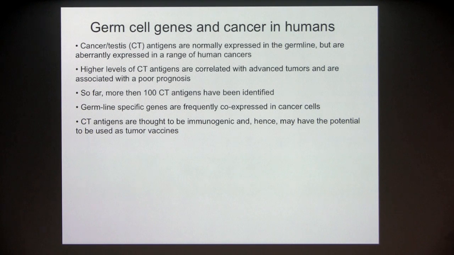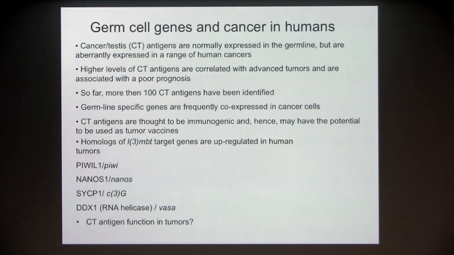phenomenon which is called cancer testis antigens, which are normally expressed in the germline, but they are aberrantly expressed in a range of human cancers. So these higher levels of the CT antigens have been correlated with poor prognosis, and they are also found in very advanced tumors. So far, more than 100 CT antigens have been identified. There are around 40 families of those genes. And also, as we have found in our tumoral model, they are frequently co-expressed. So you don't find one gene expressed and then a bunch of them also become expressed. Also, they are known to be immunogenic, although they are found only in the germline, and they also have the potential to be used as tumor vaccines.